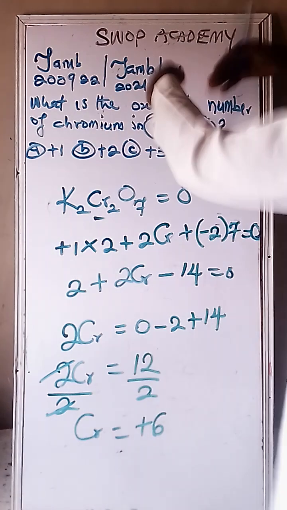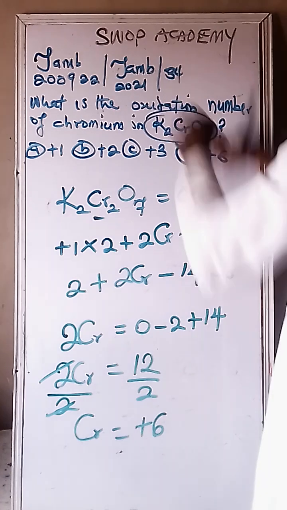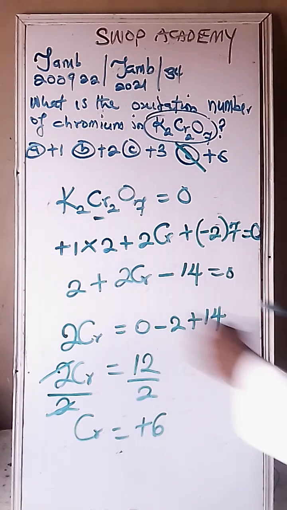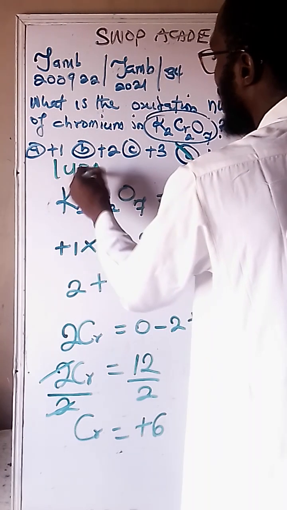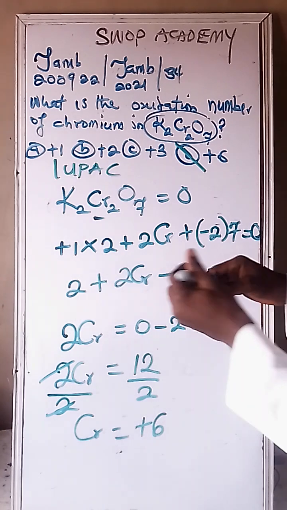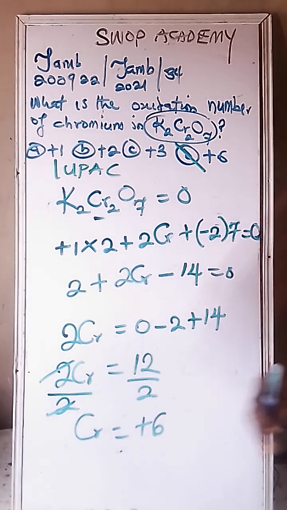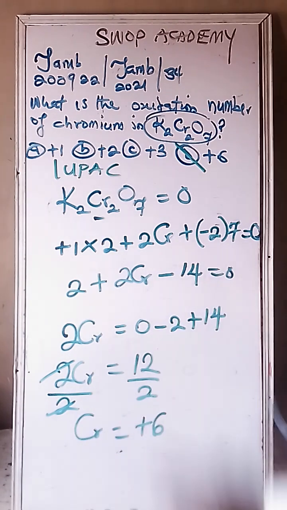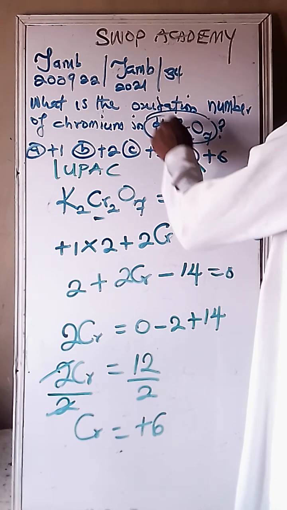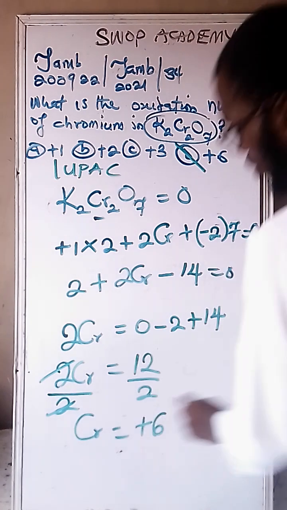Another question they can still ask on this particular topic is, besides the oxidation state of this, they can also ask you the IUPAC name. They can ask you the IUPAC, International Union of Pure and Applied Chemistry, name of this particular compound. What is the IUPAC name? I told you, you find the means to find the oxidation state of this one, which is what the JAMB asks us to do.